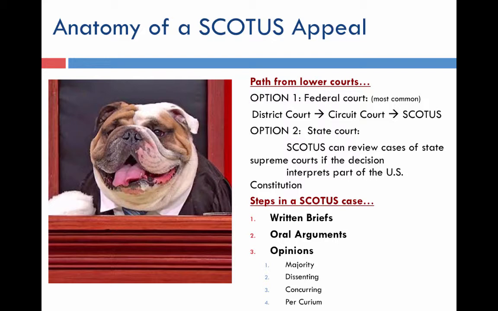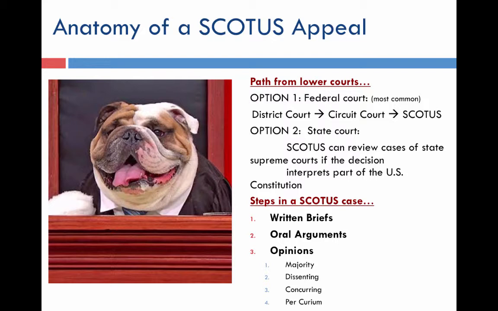The other possibility is a review of a state court decision, and the Supreme Court can review cases of state Supreme Courts if the decision interprets or infringes on a U.S. constitutional component. So if there's a search and seizure component to it, it can be heard at the federal Supreme Court. But the most common path is district court, circuit court, Supreme Court in the federal system.